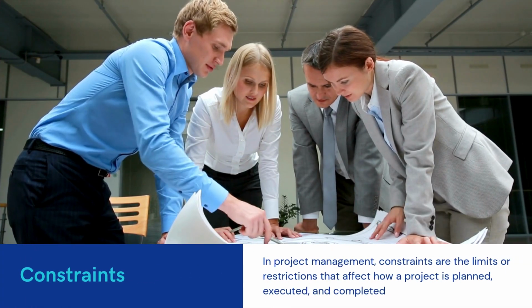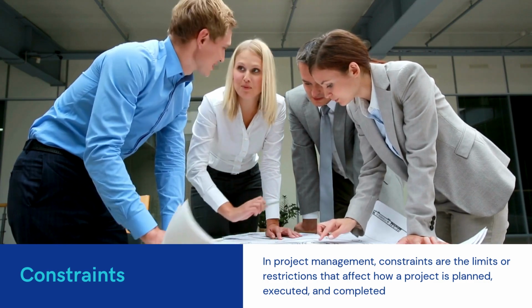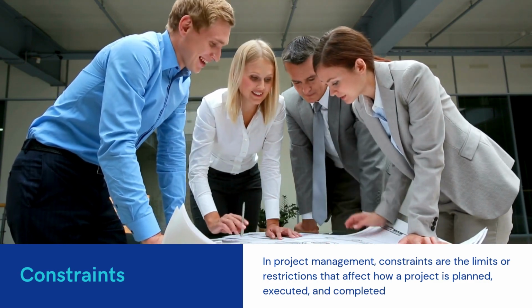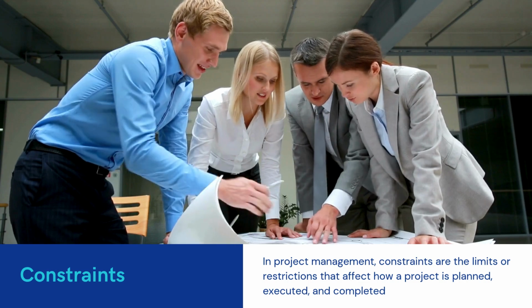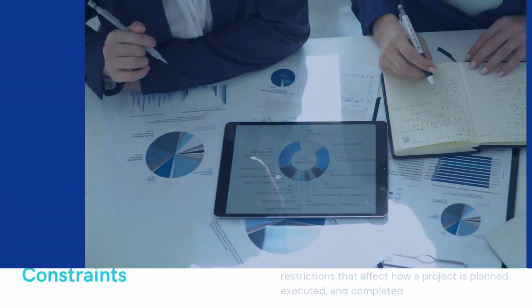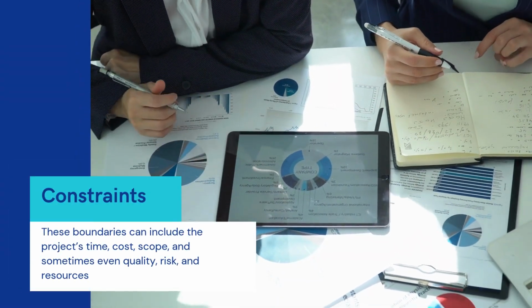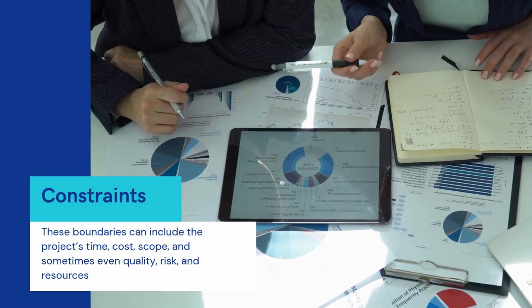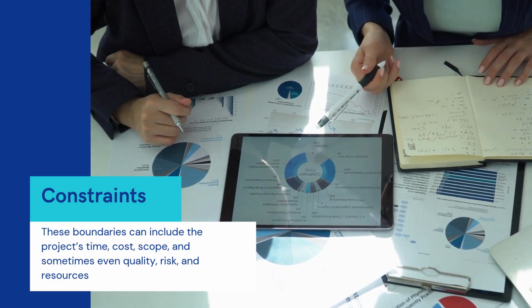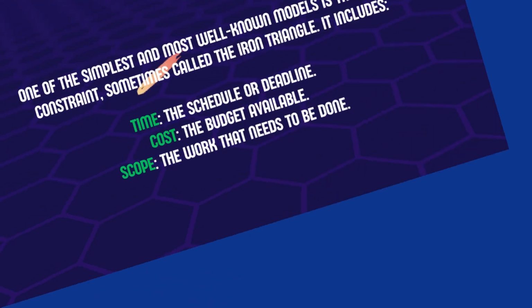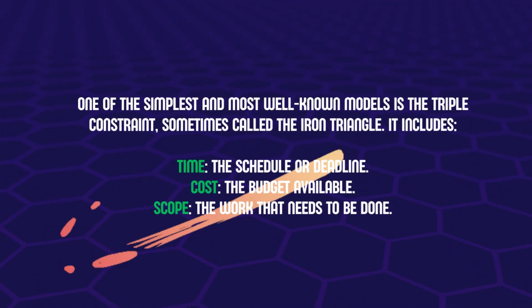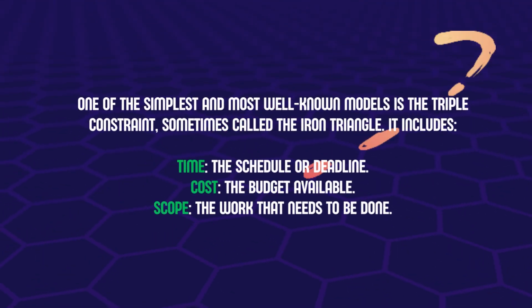In project management, constraints are the limits or restrictions that affect how a project is planned, executed, and completed. These boundaries can include the project's time, cost, scope, and sometimes even quality, risk, and resources. One of the simplest and most well-known models is the triple constraint, sometimes called the iron triangle.